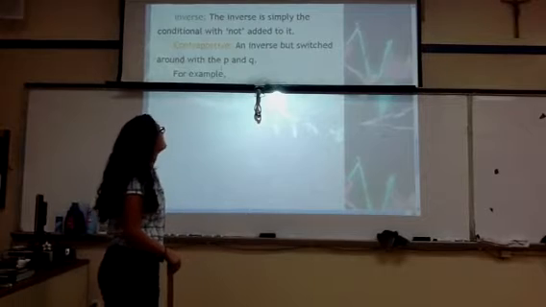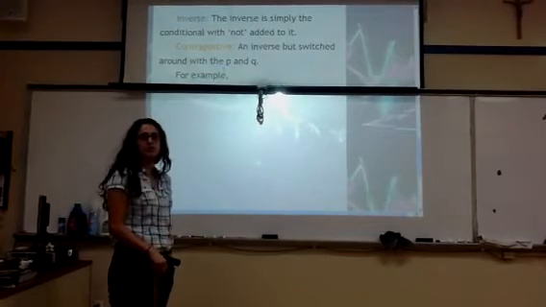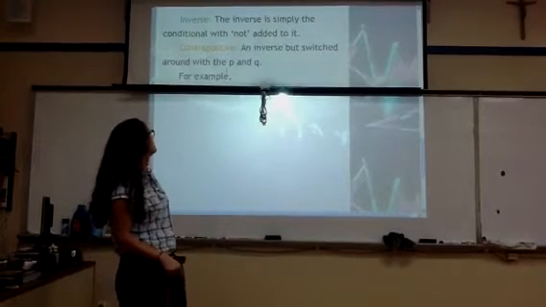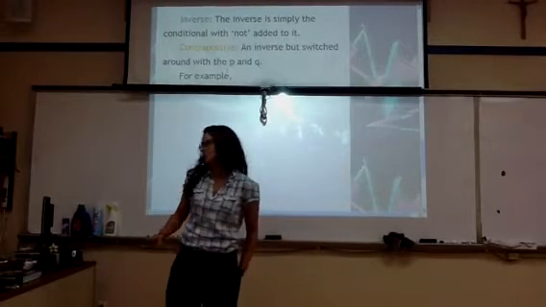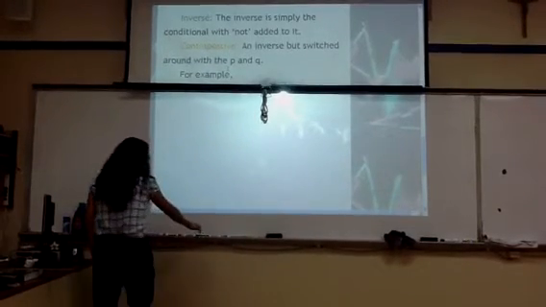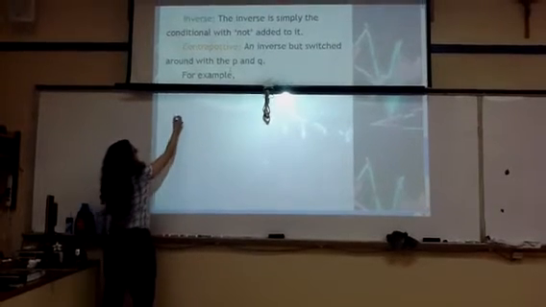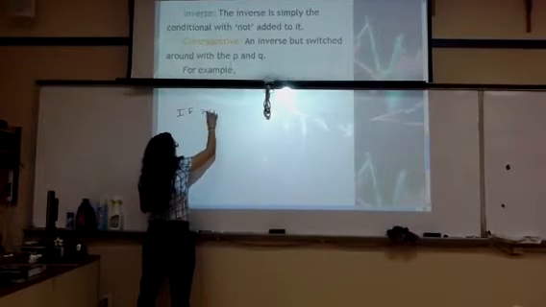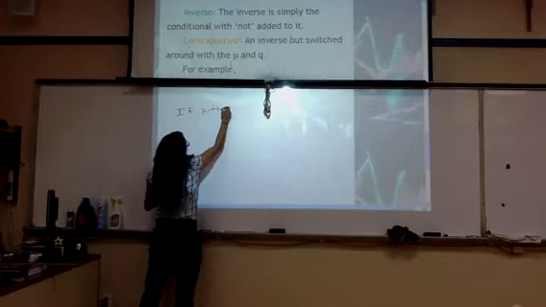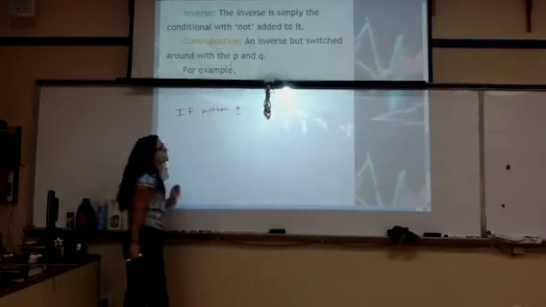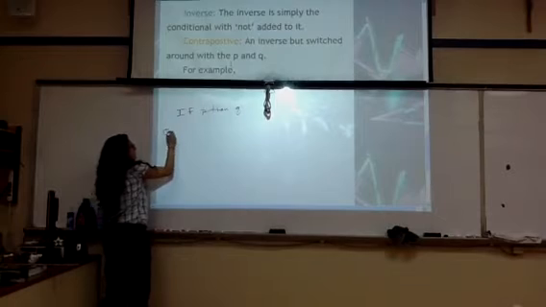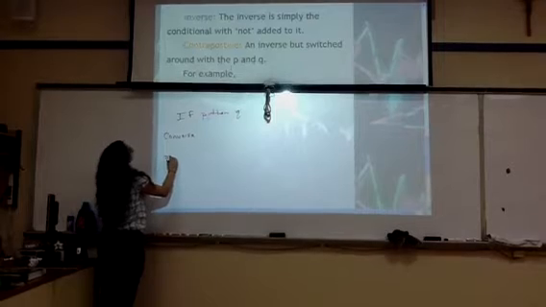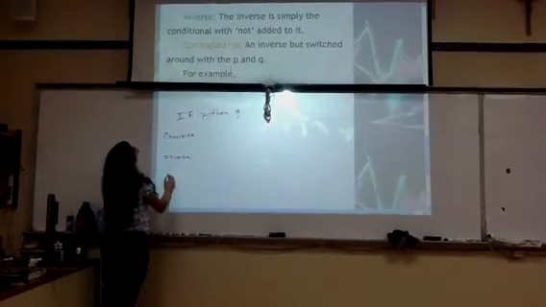The inverse is simply the conditional with not added to it, so you're negating everything in there, and we'll do an example here. And the contrapositive is the inverse, but you switch around the P and the Q. So if I start with my regular if-then, if P then Q, what would be the converse, which we just did? If Q, then P. Then we'll do the inverse, and we'll do the contrapositive.